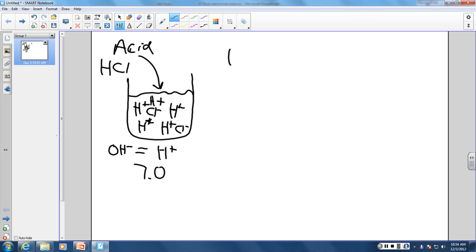What about a base? So acids, what do we say? Acids release hydrogen ions into the solution. Actually, it's going to be the same number of hydrogen ions as chloride, right? They just split apart. But it's the hydrogens that make any solution acidic.